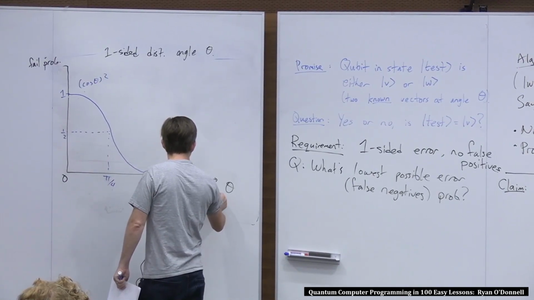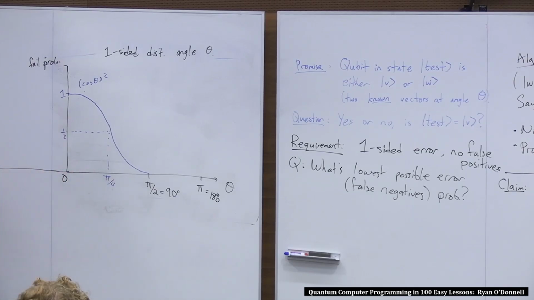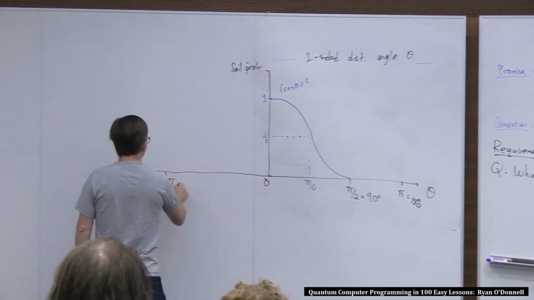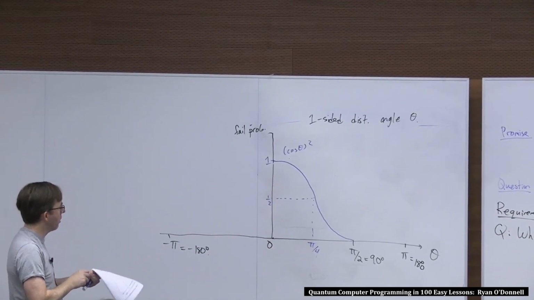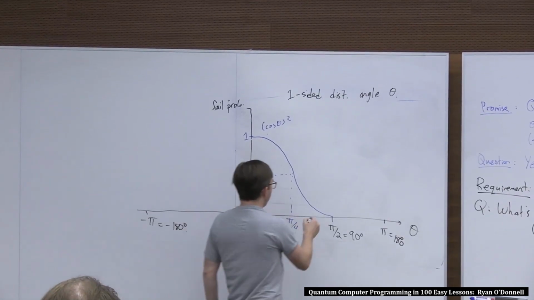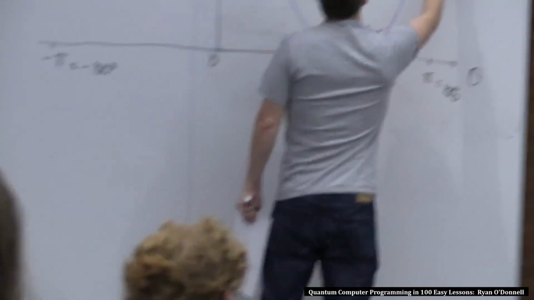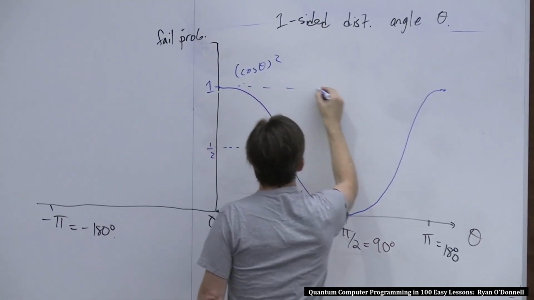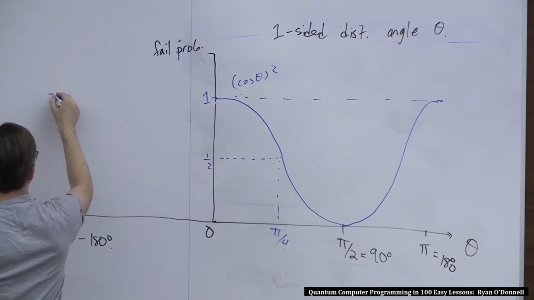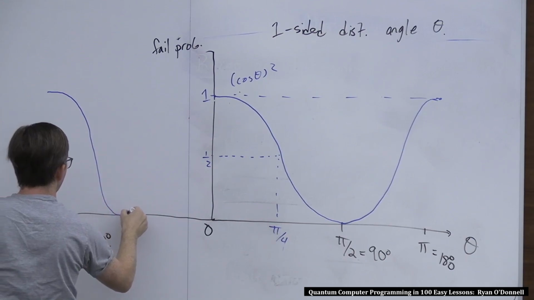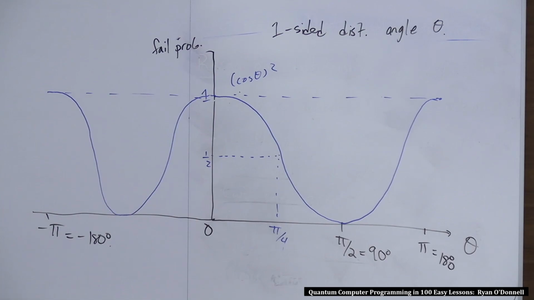So this is pi, 180 degrees. And we'll also extend it back here to about negative pi. This is truly, I suppose, all the possible angles between two vectors. And if we continue the plot, it goes like this, and it goes again like this, like that. Okay, so this is the whole plot.